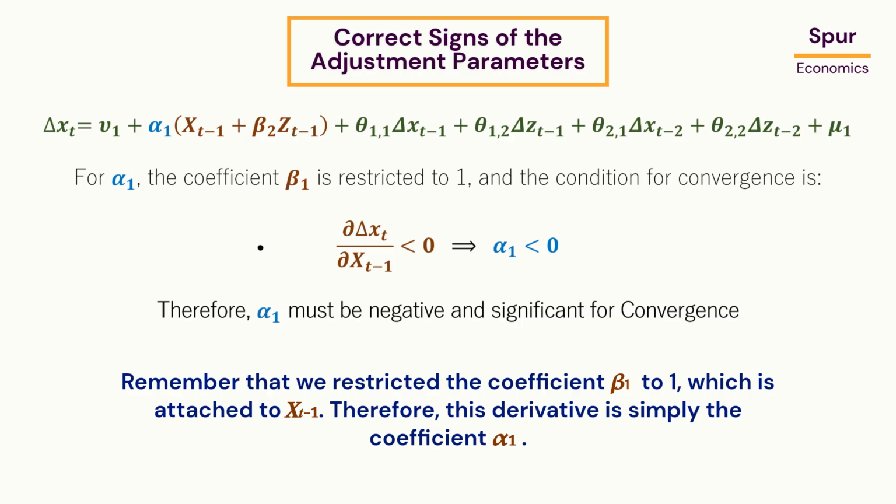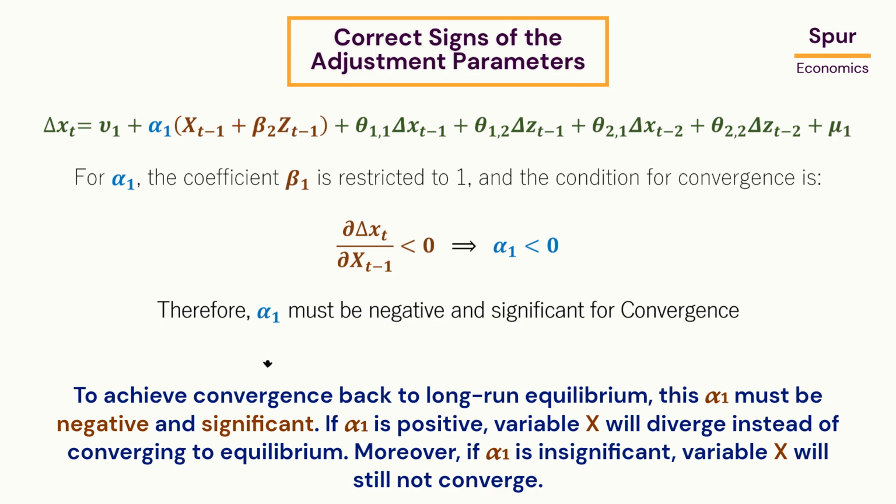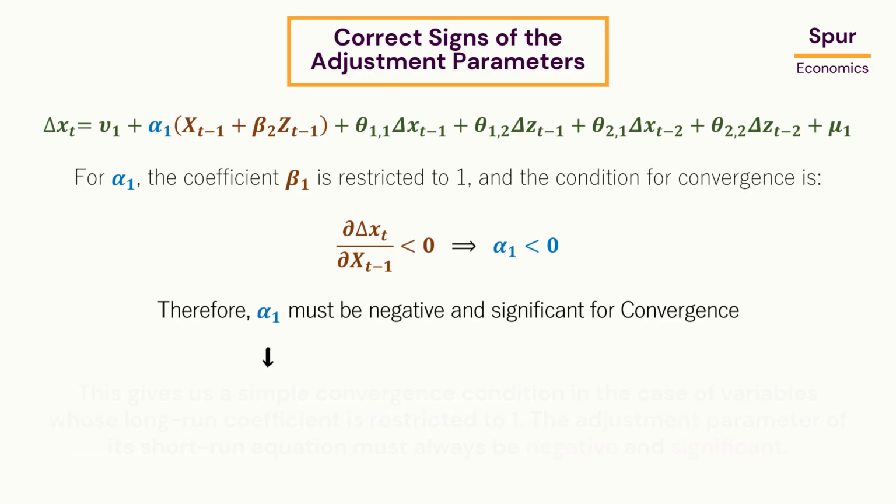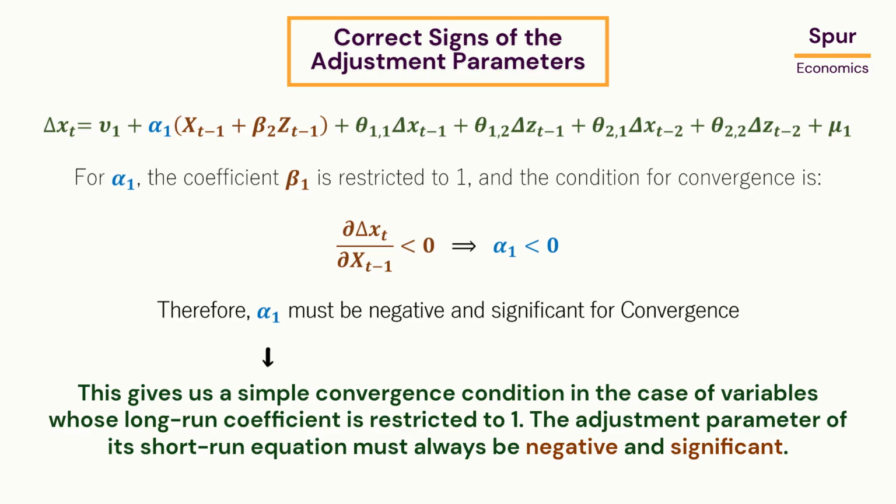Remember that we restricted the coefficient beta-1 to 1, which is attached to xt-1. Therefore, this derivative is simply the coefficient alpha-1. To achieve convergence back to long-run equilibrium, this alpha-1 must be negative and significant. If alpha-1 is positive, variable x will diverge instead of converging to equilibrium. Moreover, if alpha-1 is insignificant, variable x will still not converge. This gives us a simple convergence condition in the case of variables whose long-run coefficient is restricted to 1. The adjustment parameter of its short-run equation must always be negative and significant.